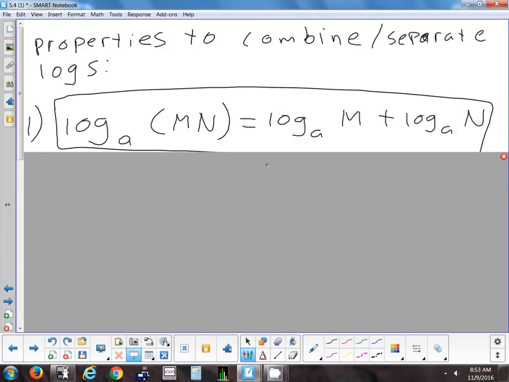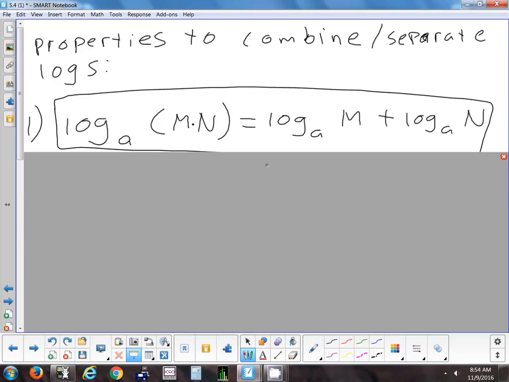Okay, so the first rule with logarithms is for the logarithm of a product. And this rule can be extended to as many factors as you have. I'm just doing it for 2, m times n. But if you have a logarithm of a product, that can be separated into the log of a sum. When you separate it, the base always stays the same. Base A, base A, base A.